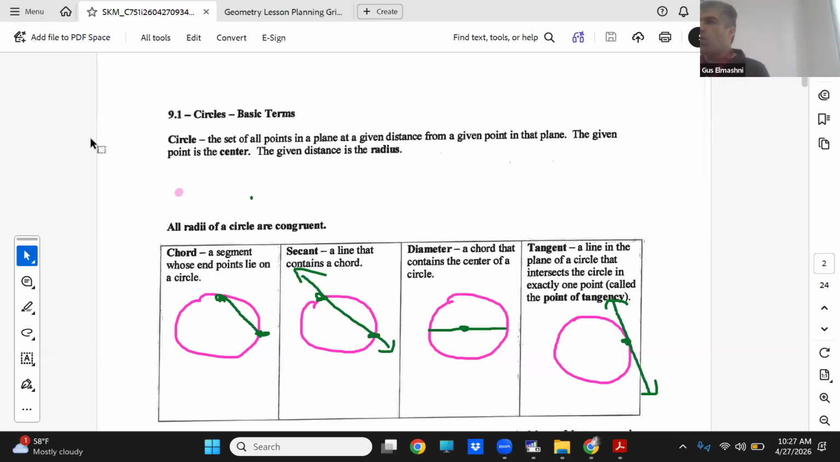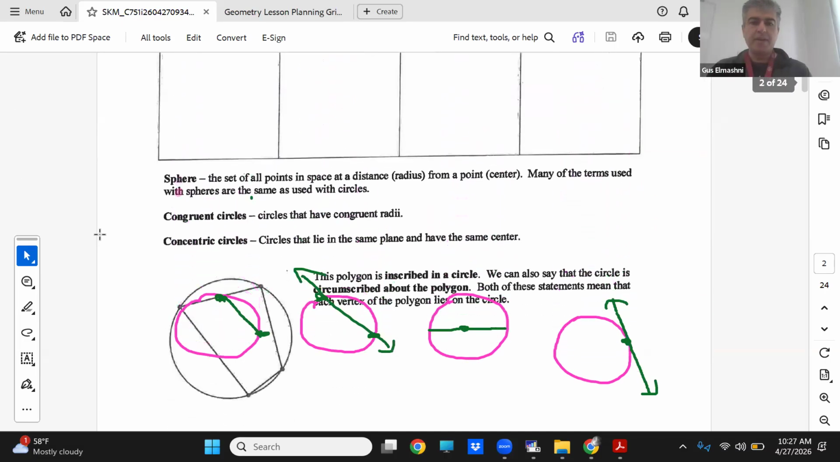It's correct. It's a chord, but you extend it. Right. It's a little bit more than a chord. And a diameter, as you know, just crosses the center of the circle, and a tangent just touches the circle at one point. So, okay.